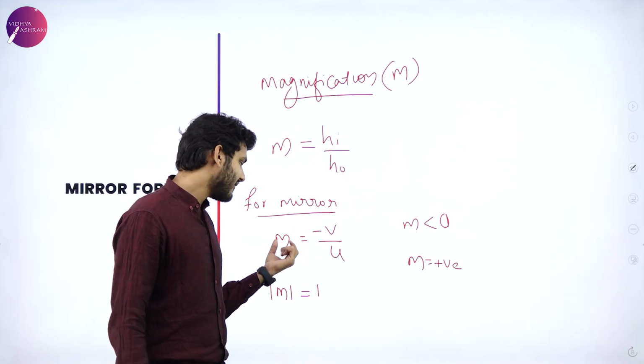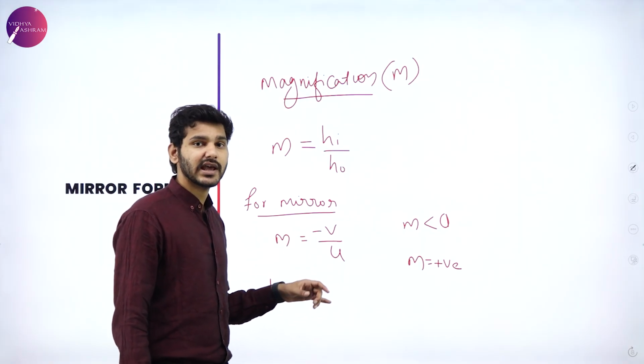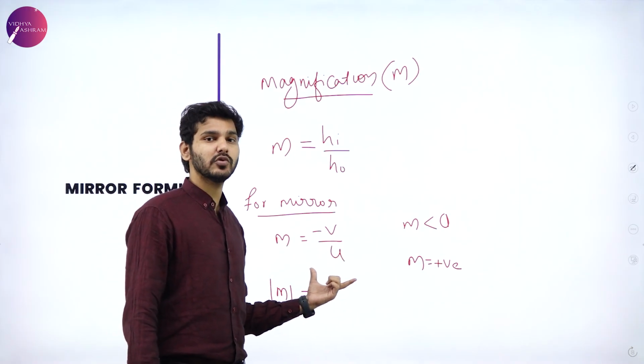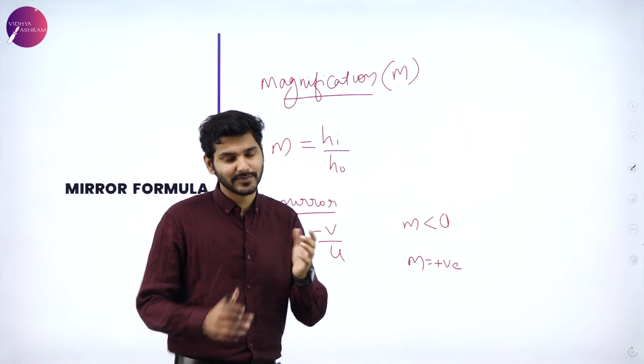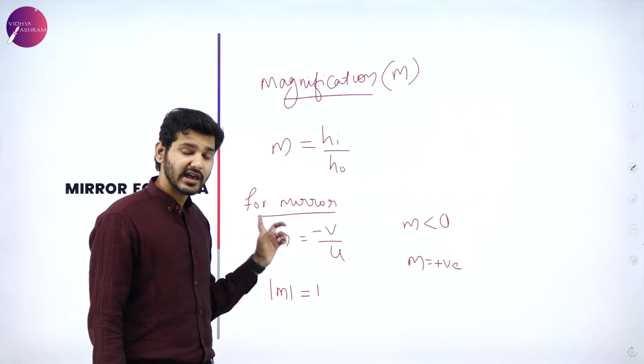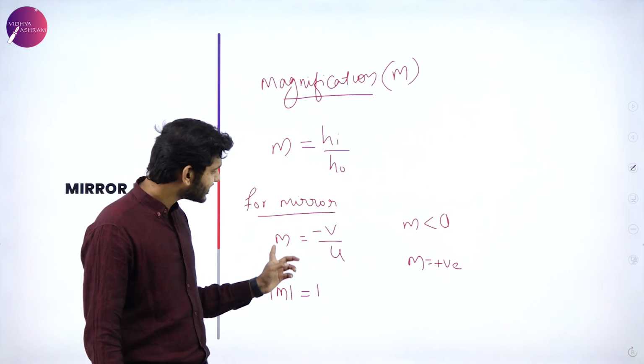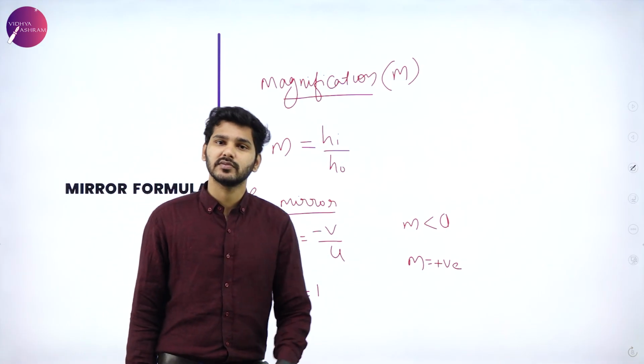And if the magnitude value of m is less than 1, then we can say that the object height is more and the image height is less. It's a mathematical implication. You can figure it out on your own, but still, if m is less than 1, we can say that the object will be larger. If m is more than 1, we can say that the image will be larger.